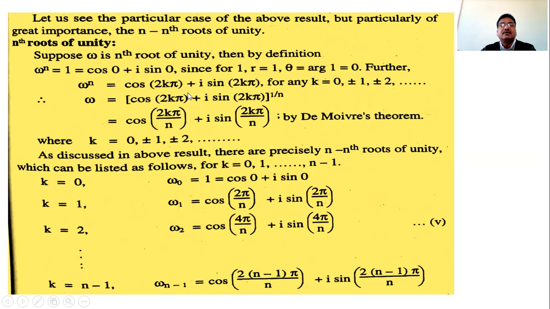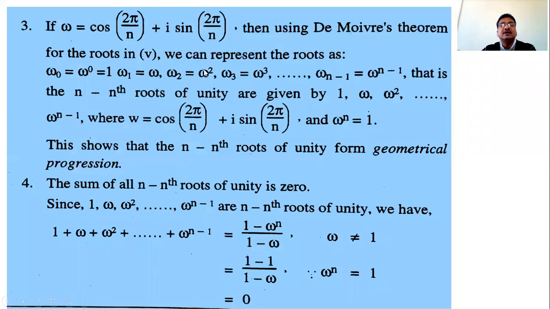And then w is, suppose, the nth root of 1. That is, 1 raised to 1 by n is w, which means w raised to n is 1. W is the nth root of unity means w is equal to 1 raised to 1 by n. And then if we take nth power of both sides, we have w raised to n is 1. And 1 in the polar form is this. So the same procedure is here.